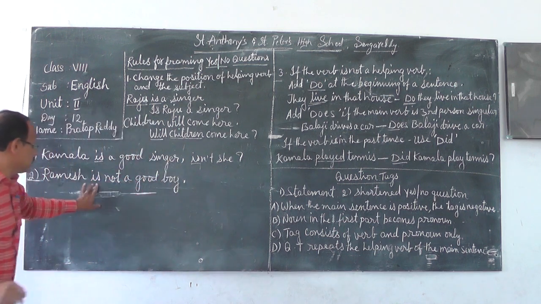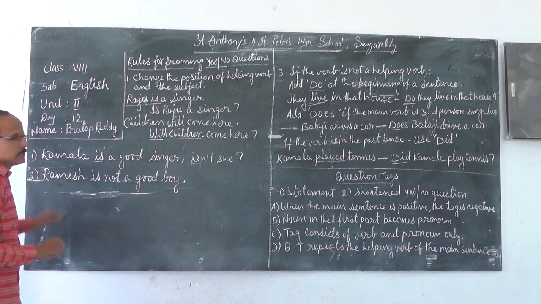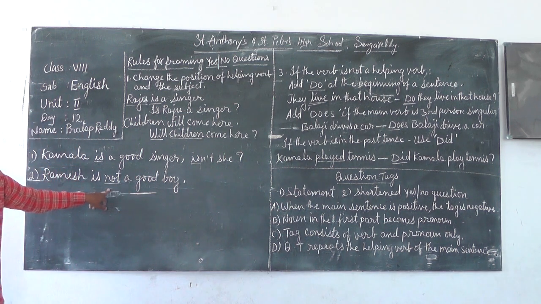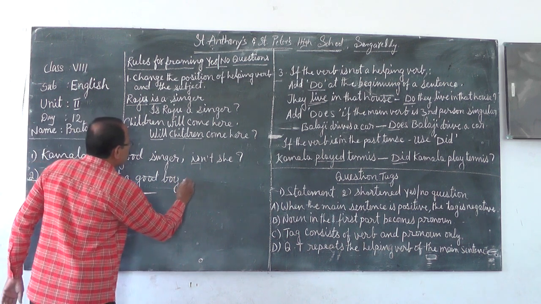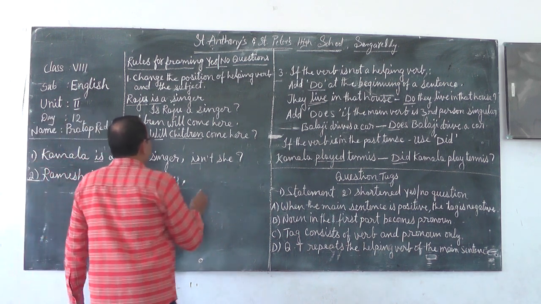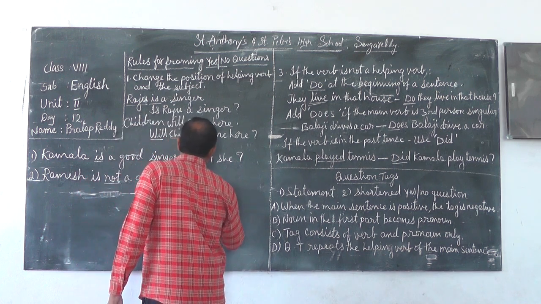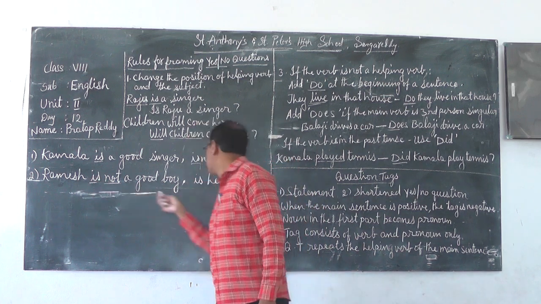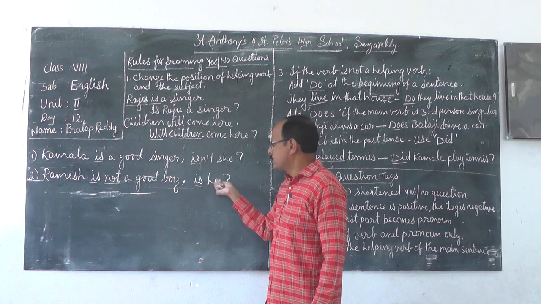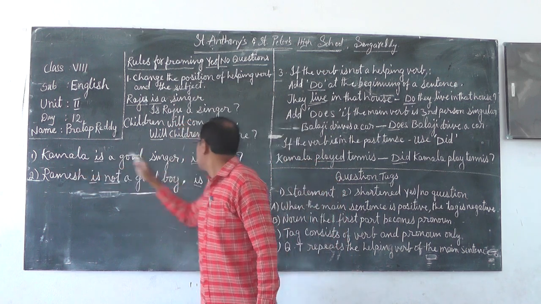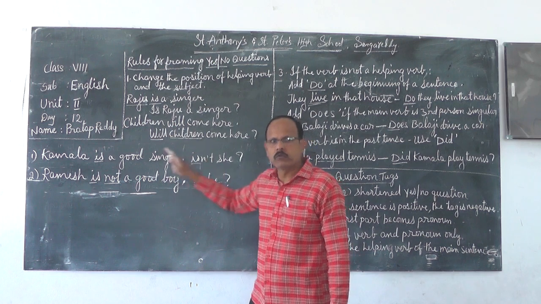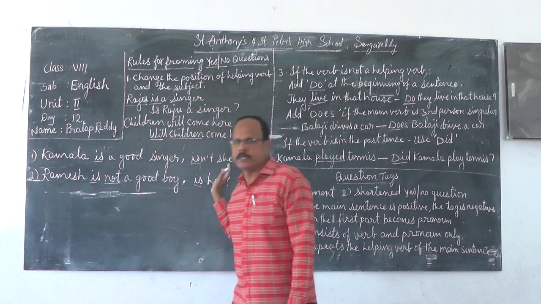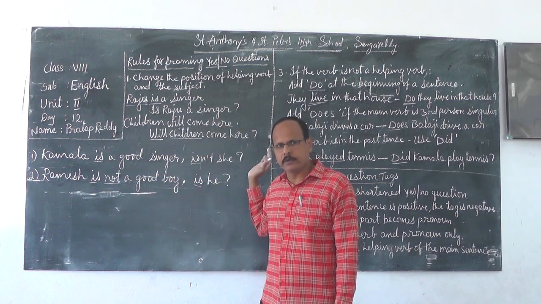This is the statement: Ramesh is not a good boy. This is a negative statement, because we are using the word no or not. How to frame the question tag? Is he? The helping verb is. The same helping verb continues here. The noun will become a pronoun in the question tag. Remember, the noun will become a pronoun in the question tag. The verb remains the same. The verb does not change in the question tag.